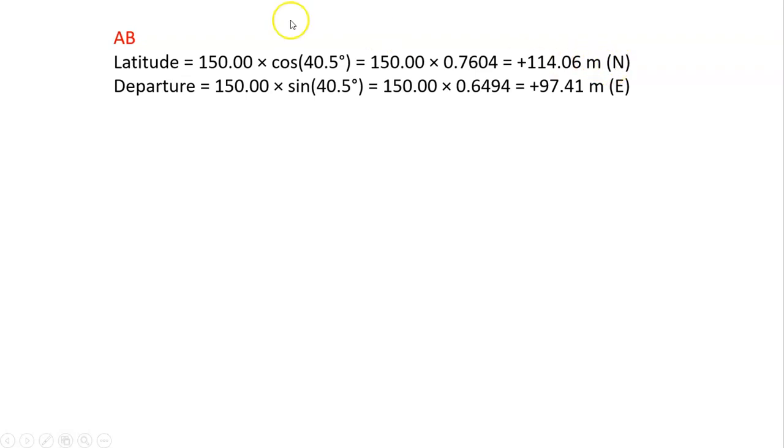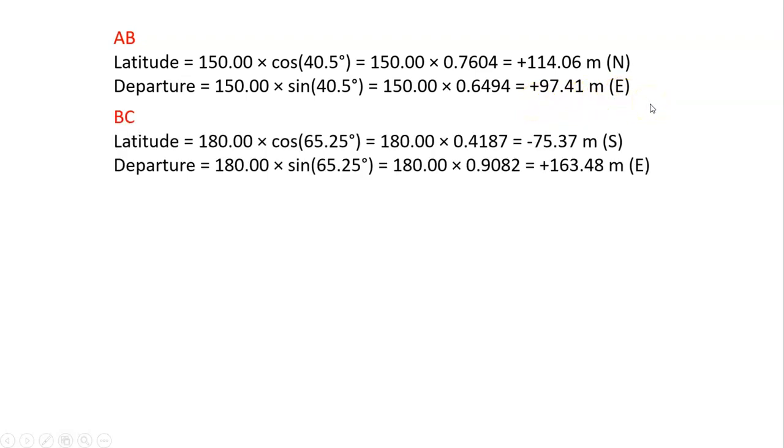That means it is northing. The departure is L sine theta. L is 150, 150 sine 40.5 degrees, which is about again plus 97.41 meters, which is easting. Let's get into BC. So the value of BC related to the latitude is minus here. Please observe minus 75.37 meters. Therefore, it is southing. Whereas when it comes to departure, that is plus 163.48 meters, it is easting.